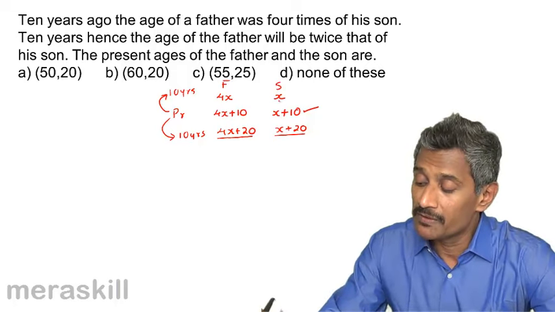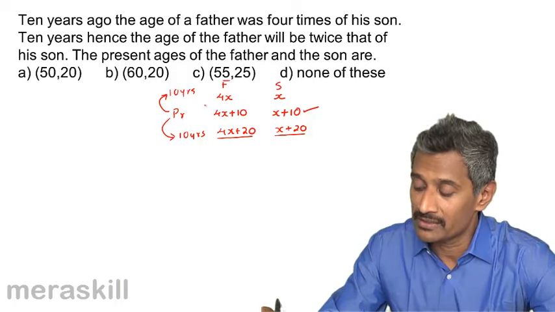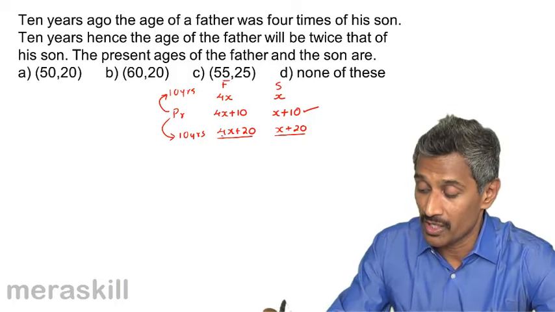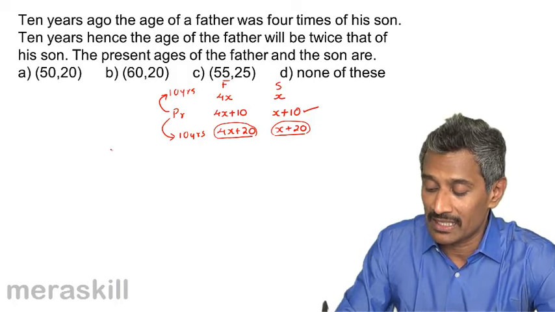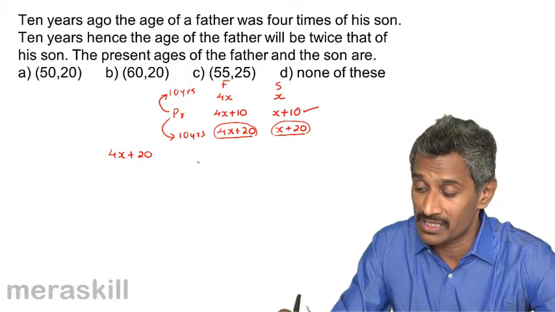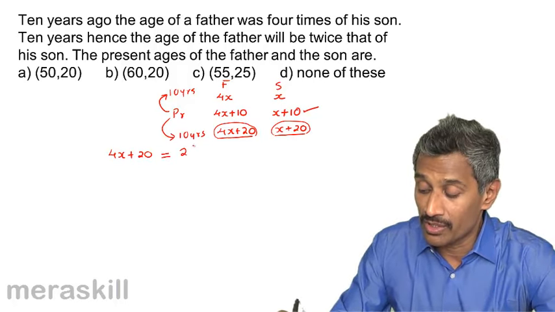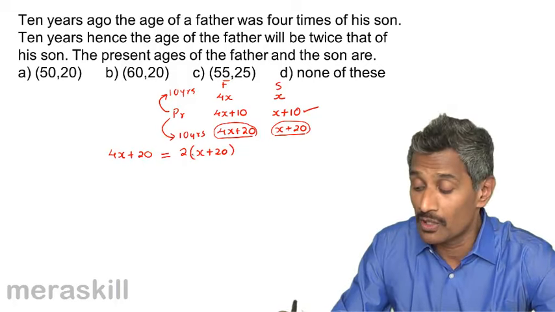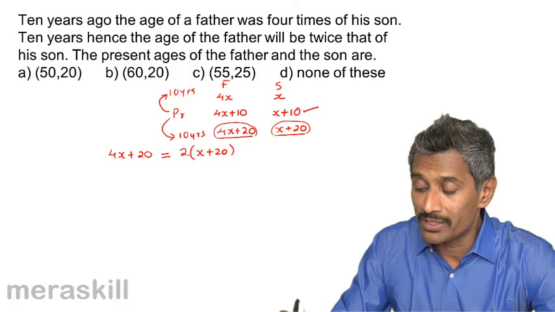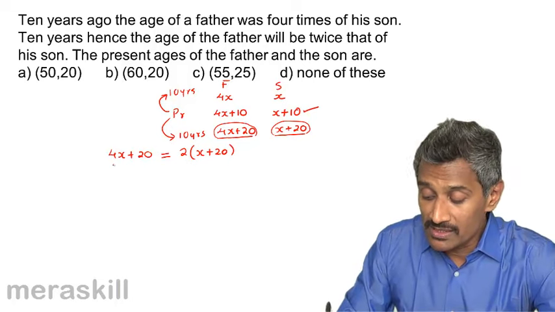So the first set of information is just to relate the son's age to father's age, that is the ratio, and the second information is to form an equation. Now after you get this, there is another relationship told between them, that 10 years hence, father's age 4x plus 20 is equal to twice the son's age. Now here it is going to be 2 bracket x plus 20. Here you need to be careful. It's 2 bracket x plus 20, not 2x plus 20, because it's twice the whole of this. So this is our equation.